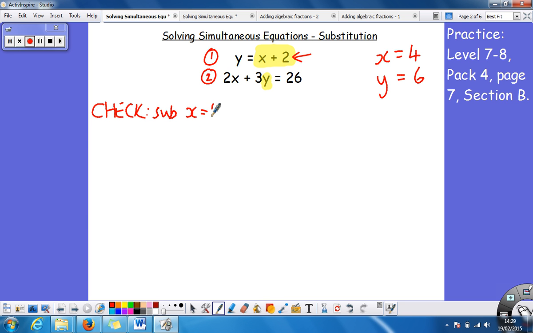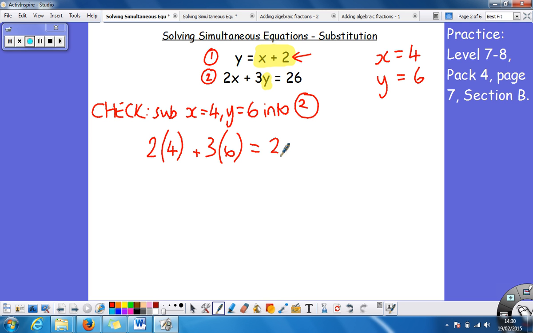So substitute x equals 4 and y equals 6 into the second equation. 2 times the value of x, which is 4, add 3 times the value of y, which is 6, should give me 26. So 2 times 4 is 8. 3 times 6 is 18. And if I do 8 add 18, I get 26. So my solutions are probably correct. And that's how we have a go at another method of solving simultaneous equations, this time using substitution.